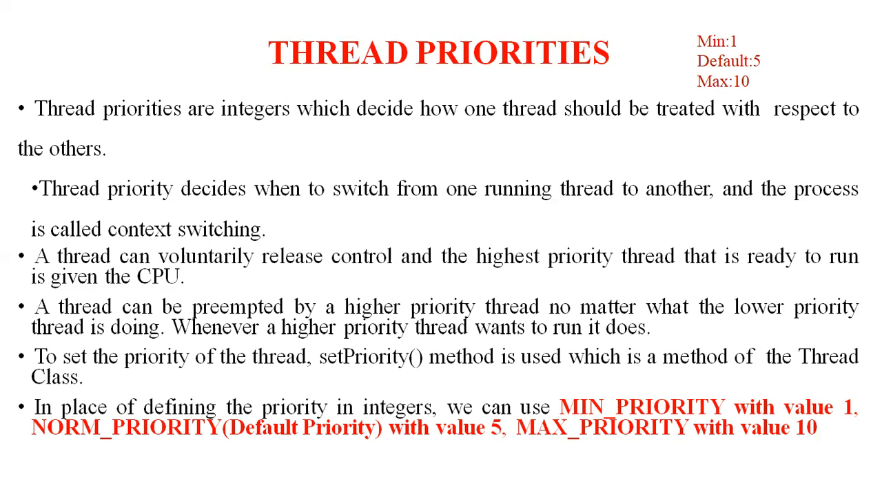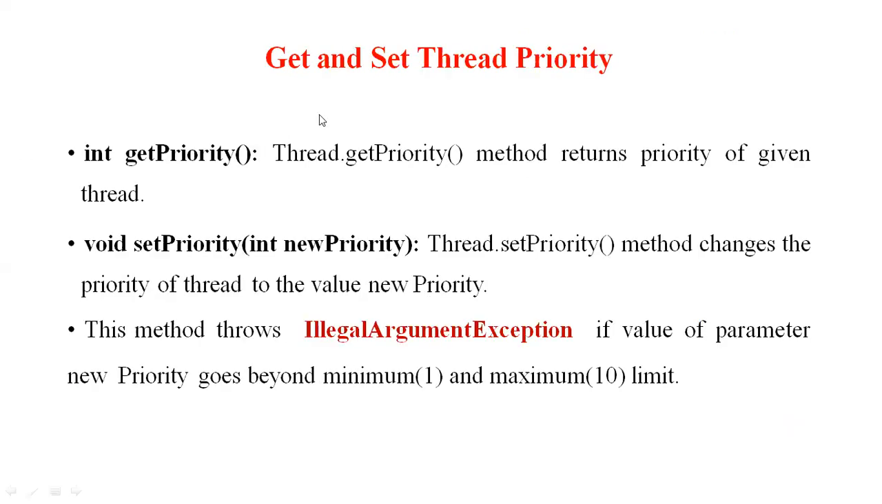So we set the priority for the thread with the help of the setPriority method of the Thread class. In place of defining the priority as an integer, we can use MIN_PRIORITY, with value one. The minimum priority value is always one, and NORM_PRIORITY is the default priority with value five. MAX_PRIORITY is the maximum value, which is 10.